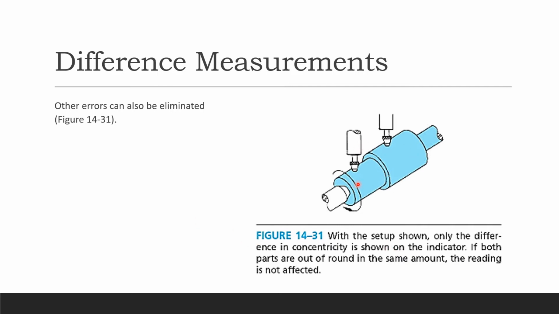So this is another setup. So only the difference in concentricity this time is shown on the indicator. So if both parts are out of round in the same amount, the reading is not affected. So we're just using the 2 heads for the concentricity.